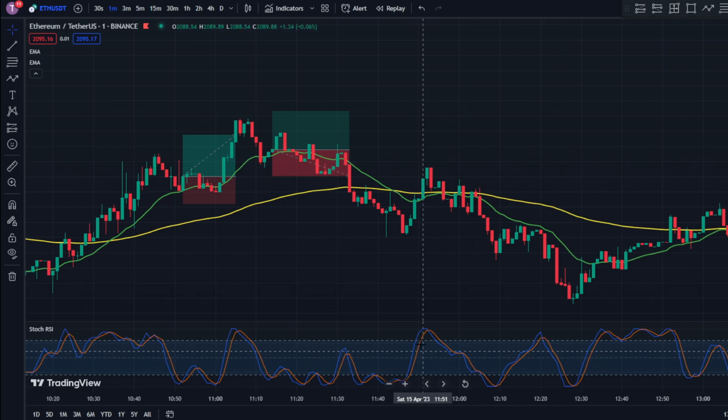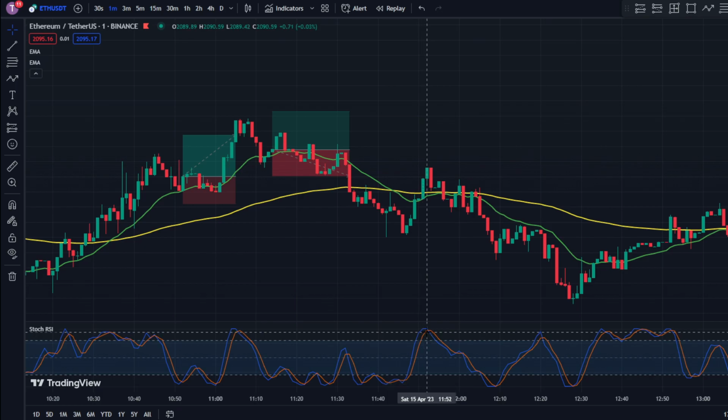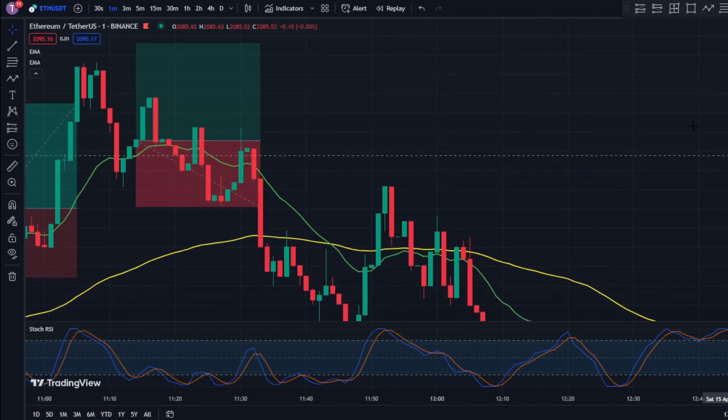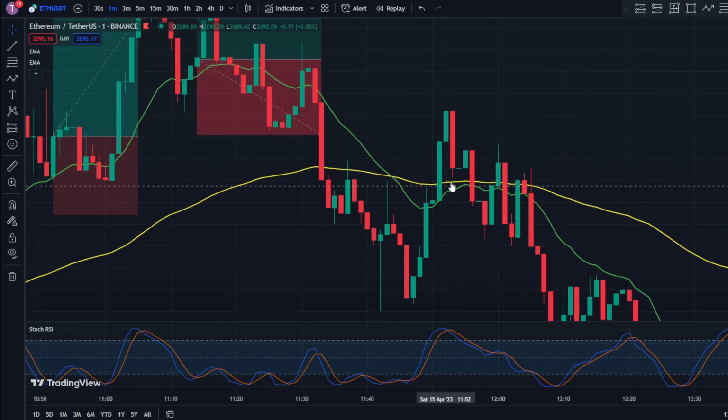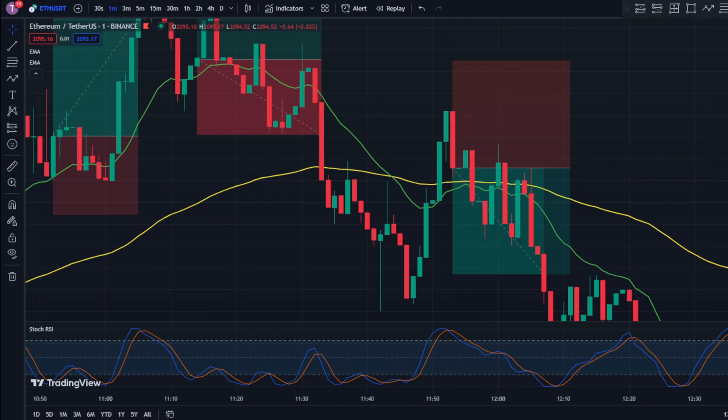Next up, you want to wait for a crossover of the blue line of the stochastic RSI below the orange line, and this crossover must happen above the shaded area, which is above the 80 value area, and this is what we observe right now. You can see that the green EMA is below the yellow EMA. We have a crossover at this point right here where the crossover happens above the 80 value area, so you want to take a short position on that same candle.